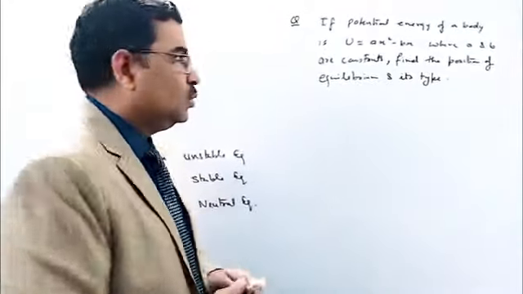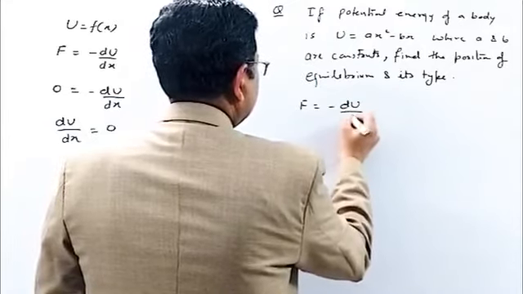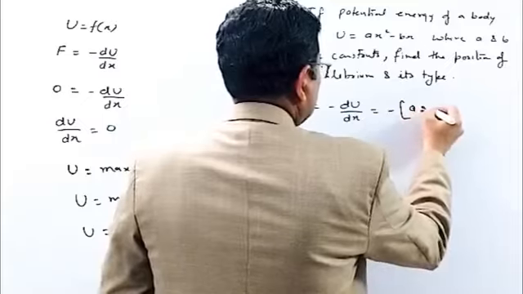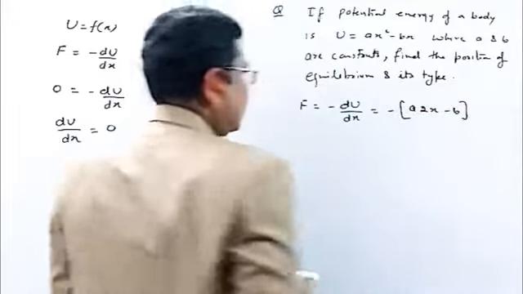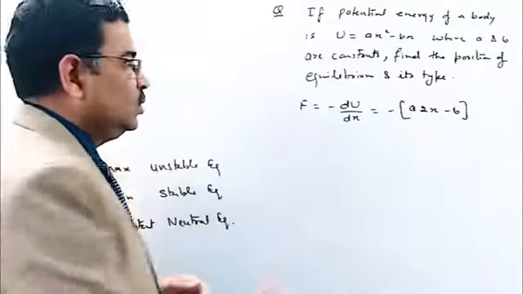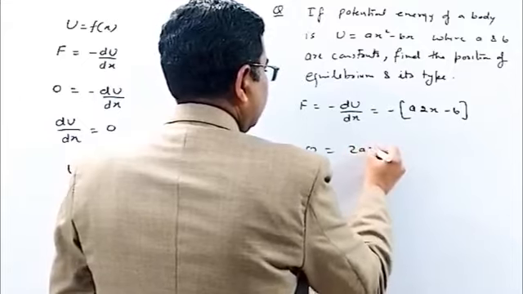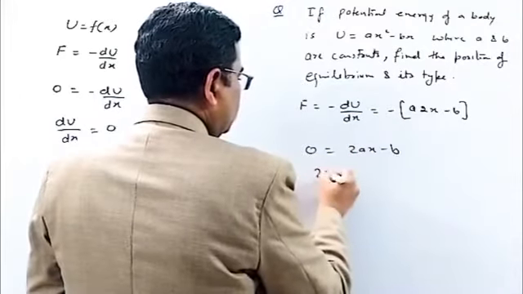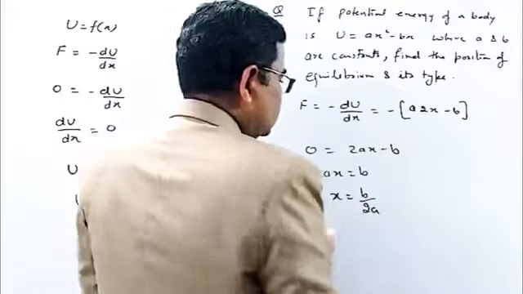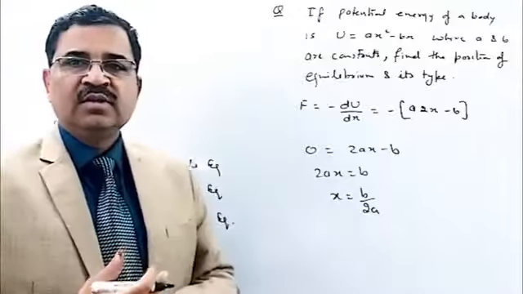Now students, we know that force is equal to minus du by dx, and if I differentiate this, I get 2ax minus b. And because the position of equilibrium is where the force acting is 0, I put f equal to 0, so f is equal to 2ax minus b, or 2ax is equal to b, so x is equal to b by 2a. So this is the position of equilibrium of the body in this potential energy field.